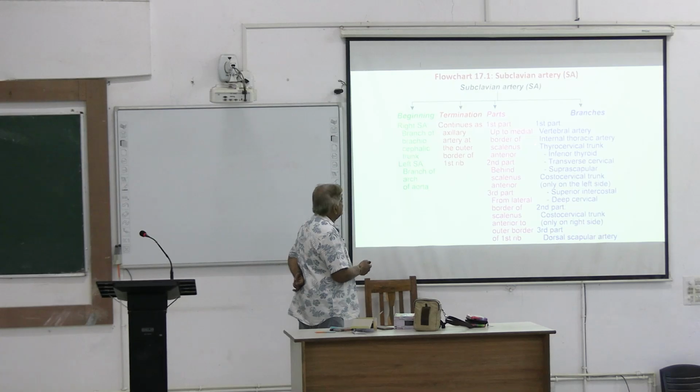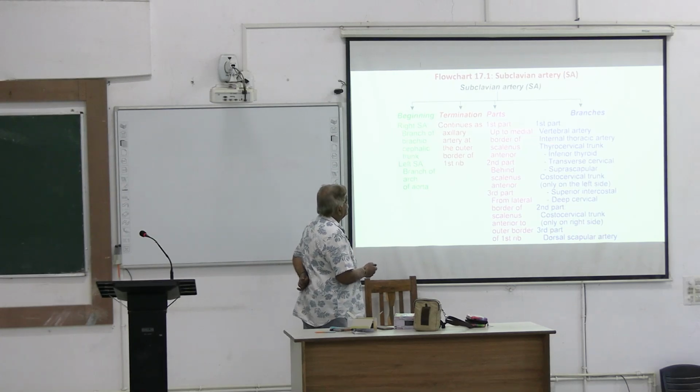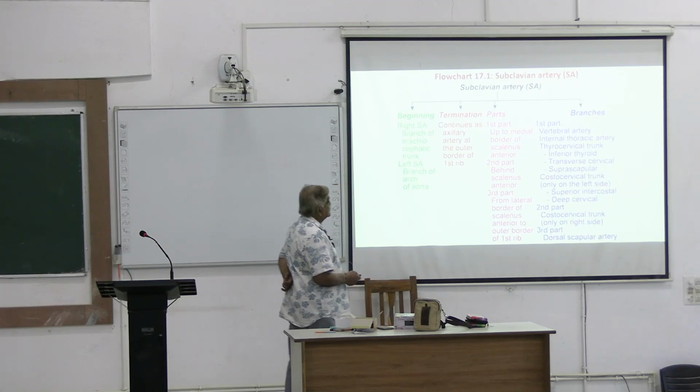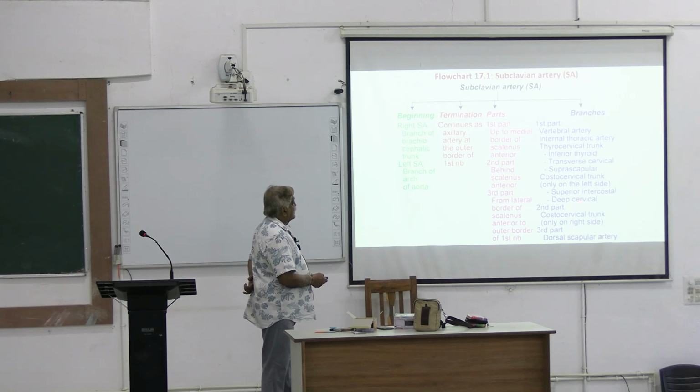The first part branches: vertebral artery, internal thoracic artery, thyrocervical trunk, inferior thyroid, transverse cervical, suprascapular, costocervical trunk only on the left side, superior intercostal, deep cervical. Second part: costocervical trunk only on the right side. Third part: dorsal scapular artery.